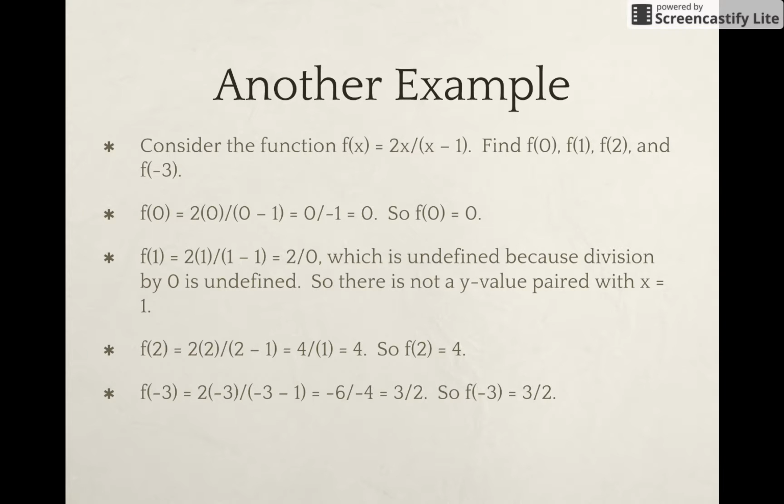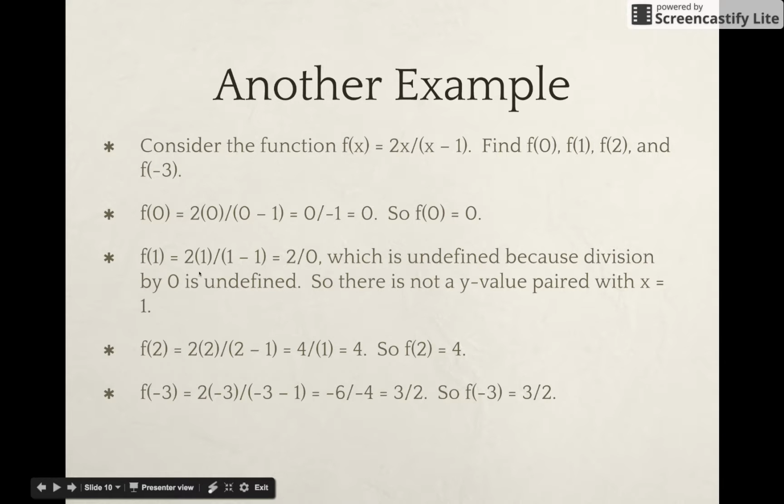Let's consider another example. We have the function f of x equals 2x divided by x minus 1. So we want to find the function values f of 0, f of 1, f of 2, and f of negative 3. F of 0, we plug in, let x be 0, and we'll see that f of 0 is equal to 0.